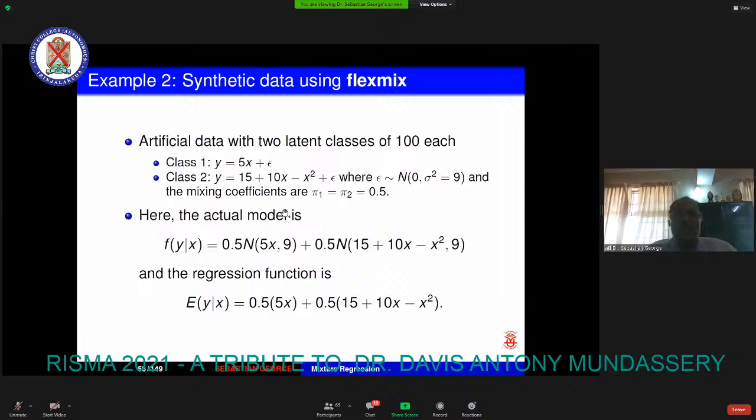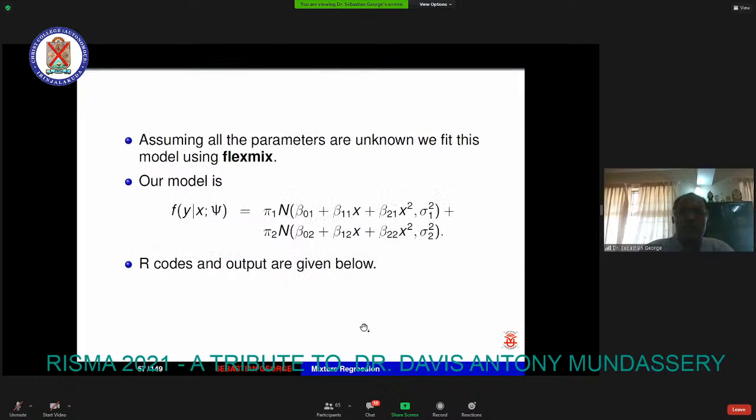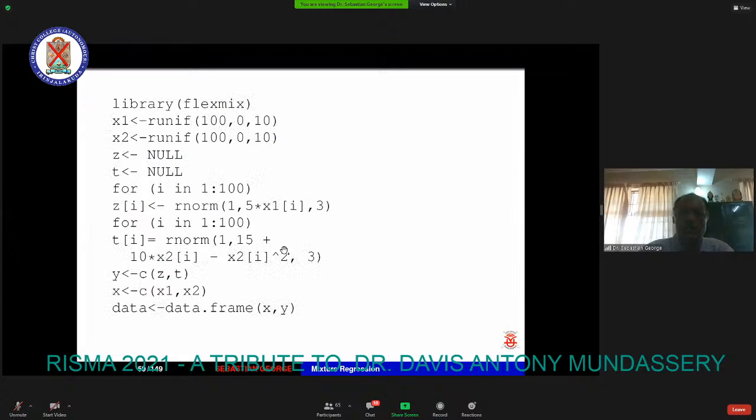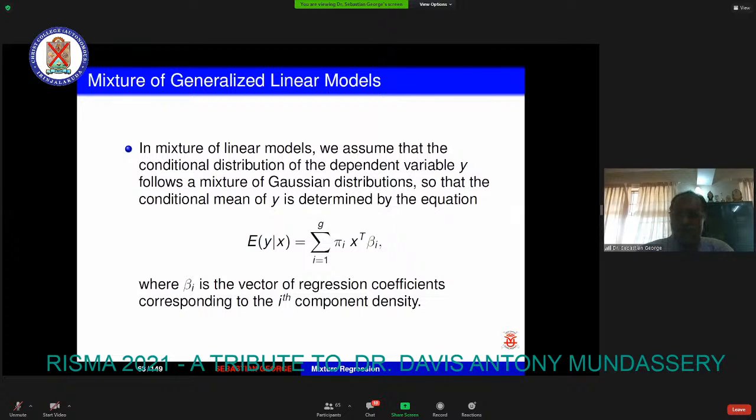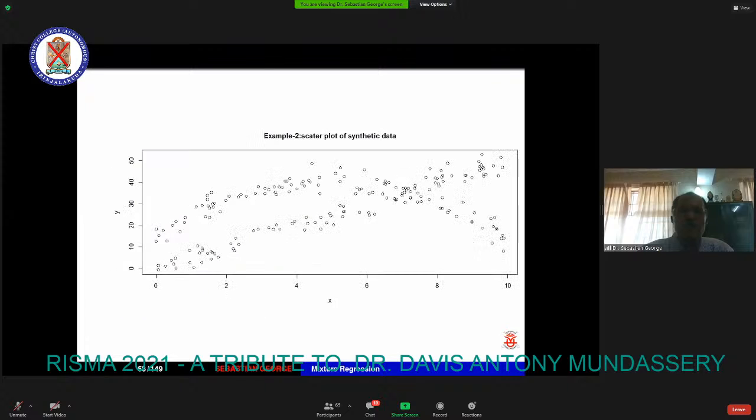Suppose that for the time being we don't know from which category an observation is coming, whether the first population or the second. Then the mean, f of y given x, is equal to 0.5 times this one plus 0.5 times that one, which is your regression equation. That is again a convex combination. And you can use a very good package known as flexmix to carry out the analysis.